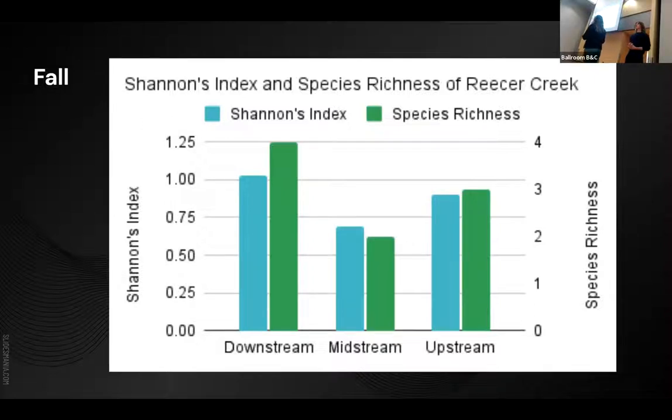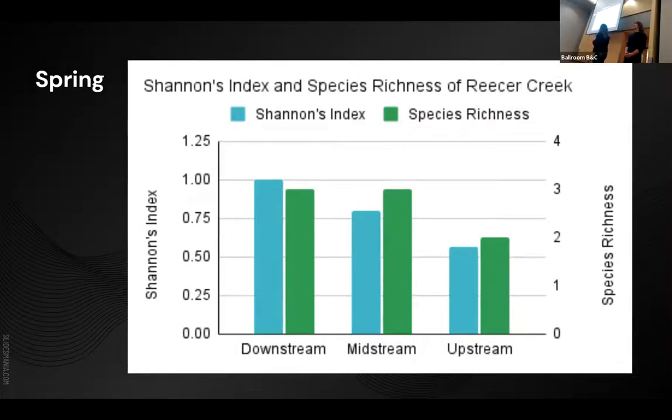And then these are our data charts with Shannon's index and species richness. Shannon's index is a calculation used to determine species diversity or species evenness, which is the levelness in relativity to each other of the different types of species in the area. So this side is the Shannon's index scale, and this is the species richness. You can see those two with the different colors in all three different locations. And in this one, you can see that both Shannon's index and species richness declined during the spring.